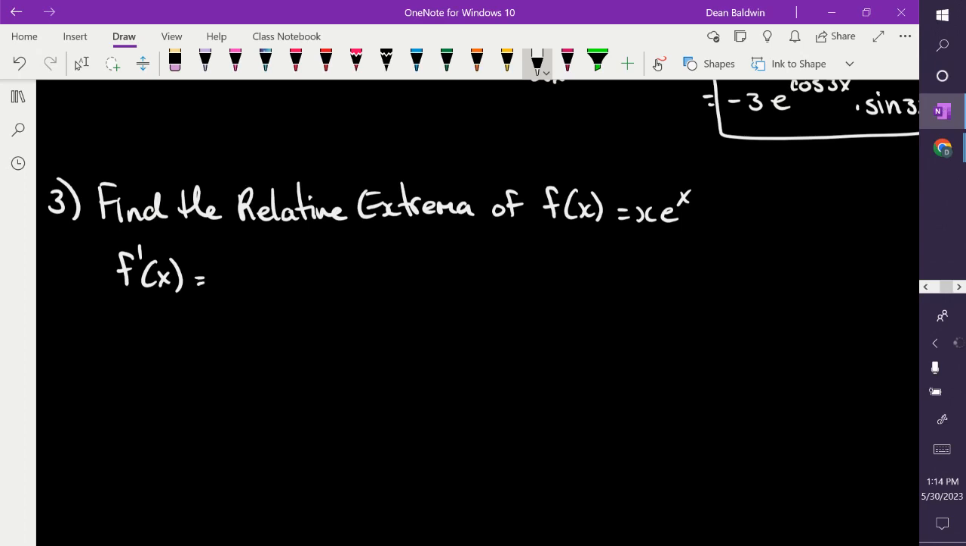So the derivative of this, product rule says, derivative of the first one. What's the derivative of x? Times the other one, plus the derivative of the other one. What's the derivative of e to the x? Times 1 times the other function, which is x. Okay. We set this equal to 0, correct?